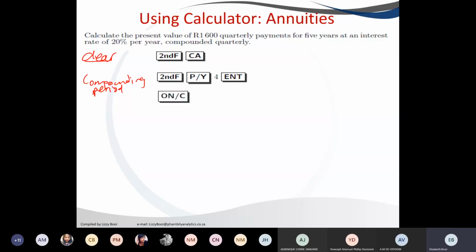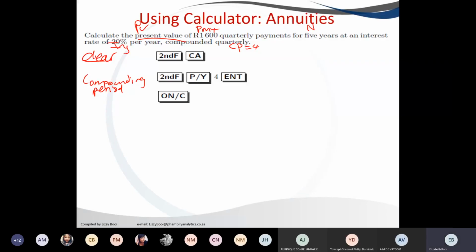And then I turn on and off my calculator. Once I'm done, I'm ready to store the information that I am given. Remember, go back to what I'm given. I'm given my PMT, which is my payment, my N, and my I/Y, which is my interest. I'm also given my compounding periods, which are 4, and that's what I entered in the beginning. And I'm asked to calculate the present value, which is PV.